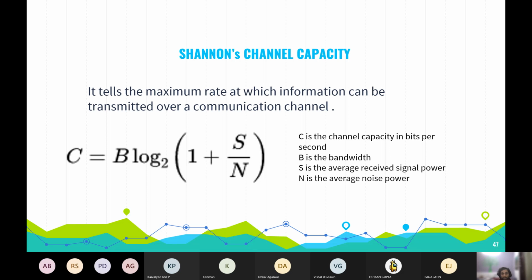So we can see that if we increase the signal power, then the channel capacity will increase. And if we increase the noise power, the channel capacity will decrease. And if we increase the bandwidth, the channel capacity increases. So this is the maximum we can achieve from this.